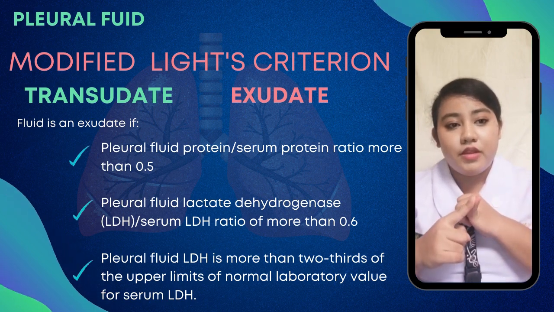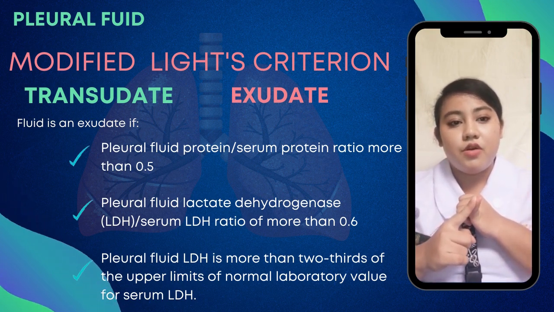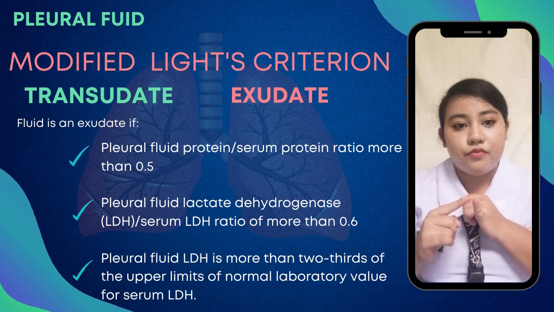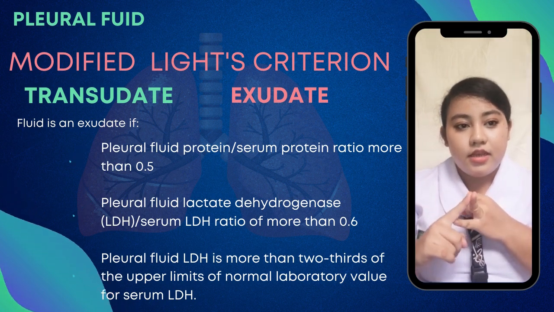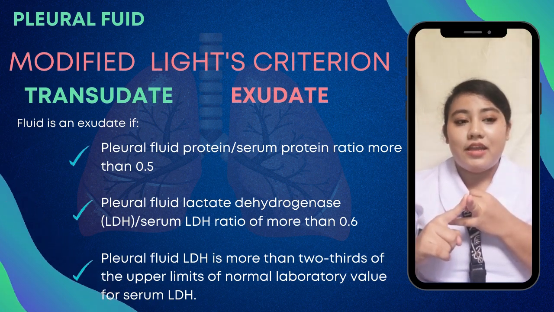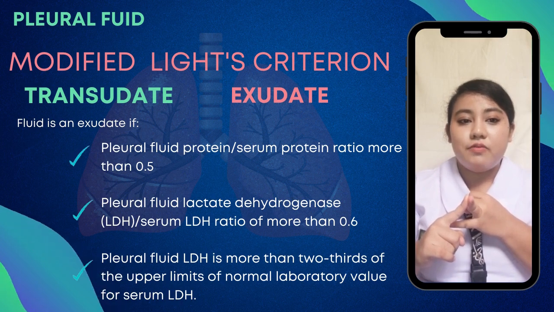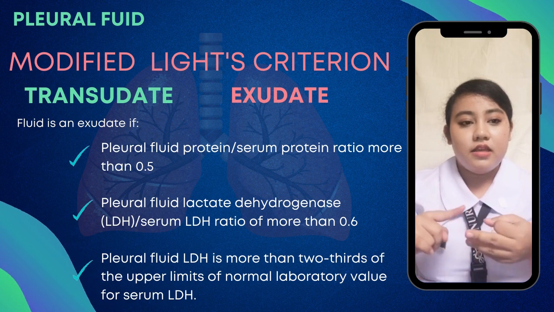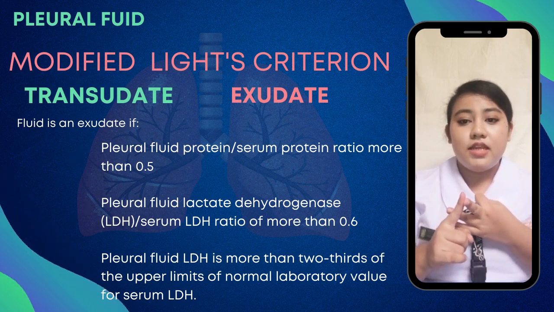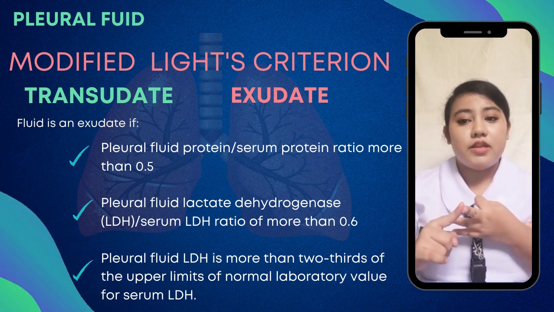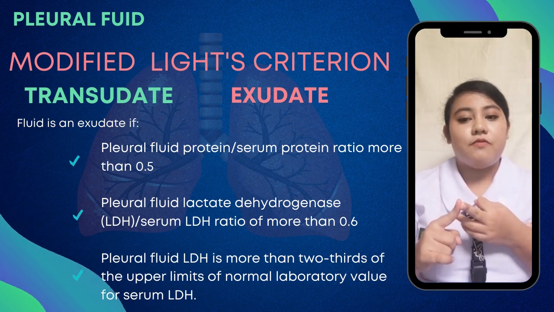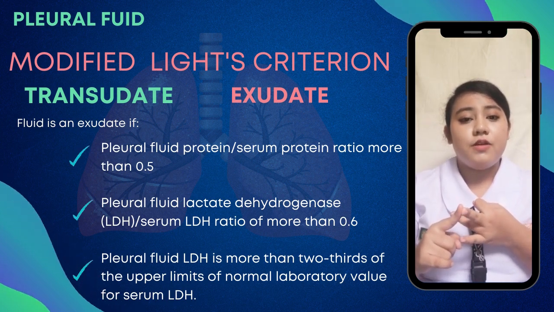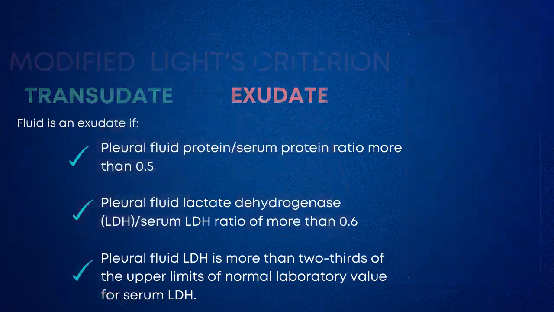First, the pleural fluid protein to serum protein ratio is more than 0.5. Second, the pleural fluid lactate dehydrogenase, or LDH, to serum LDH ratio is more than 0.6. Third, pleural fluid LDH is more than two-thirds of the upper limit of the normal laboratory value for serum LDH.